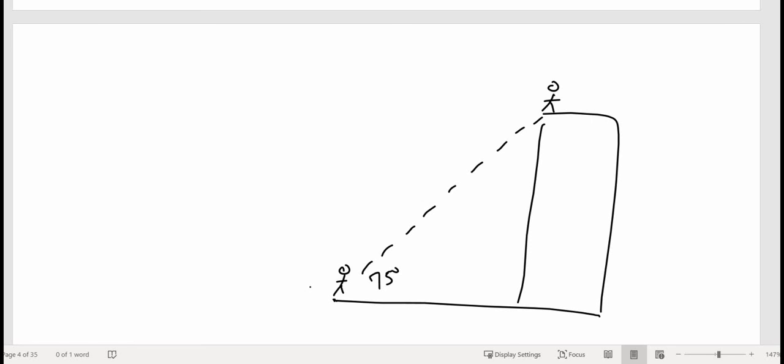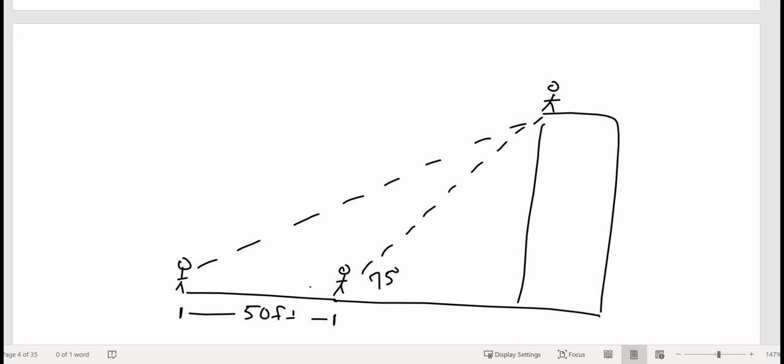They then walk away from the building. Okay? And they walk another, let's say, 50 feet, from where they started to where they ended. And now they look up, and they are looking at a 50-degree angle.